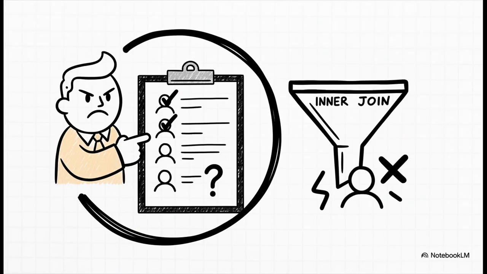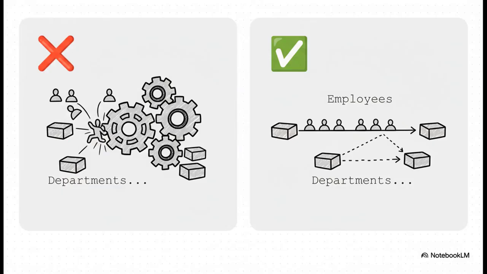Let's circle back to the original request. The boss wanted a list of every single employee, even the ones who are still waiting for their desk assignment. Our inner join clearly failed that test. We need a different tool for the job. So, how do we fix this? You're not going to believe how easy it is.